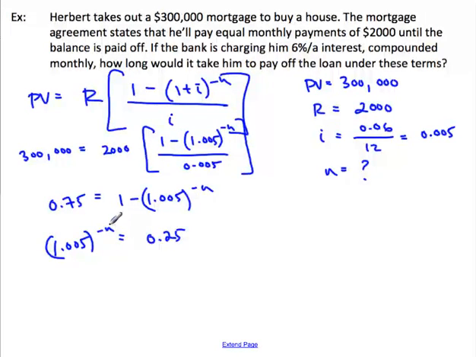And now we want to get the n out of the exponent. Now you could do this by guess and check, or using a table on your calculator, or by finding the intersection between y is equal to 0.25 and y is equal to 1.005 to the power of negative n. I'm going to use logarithms.